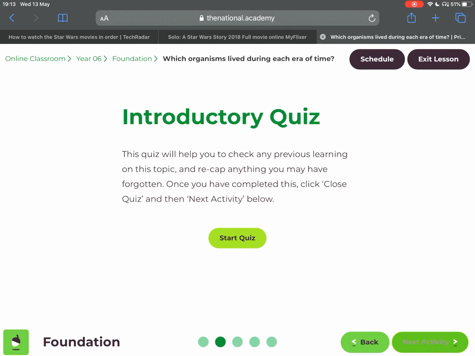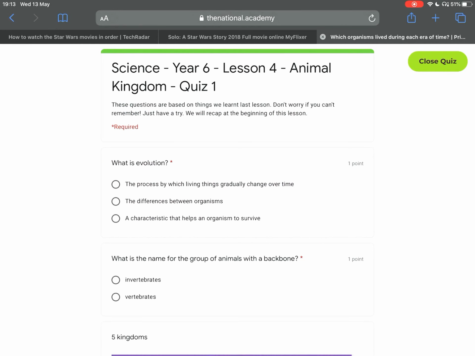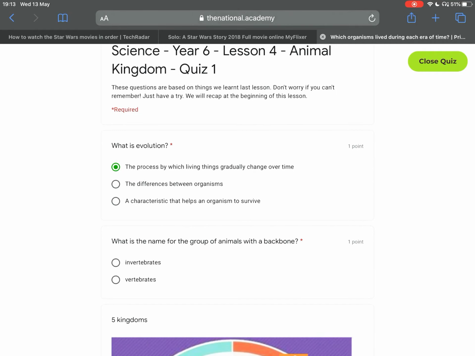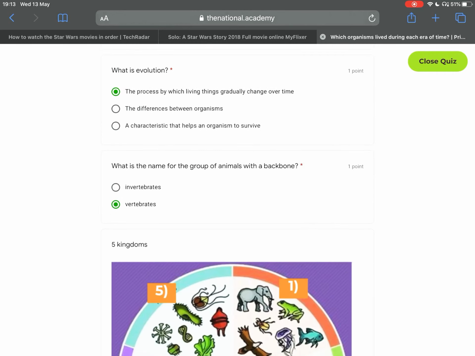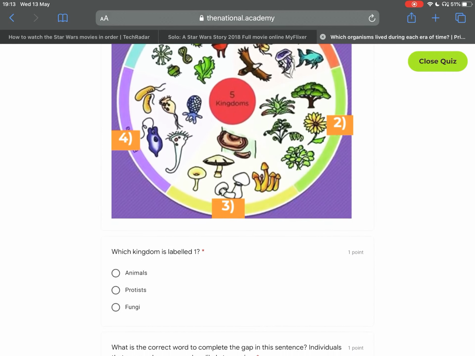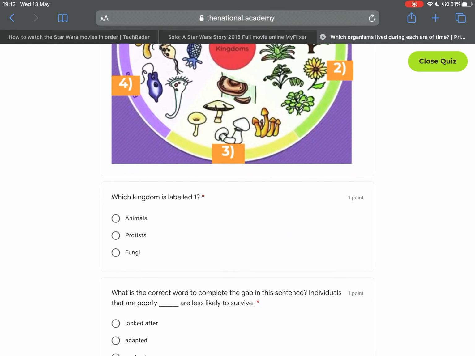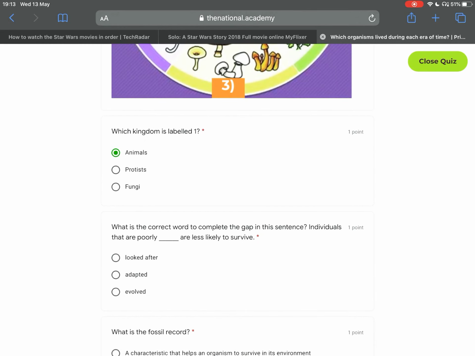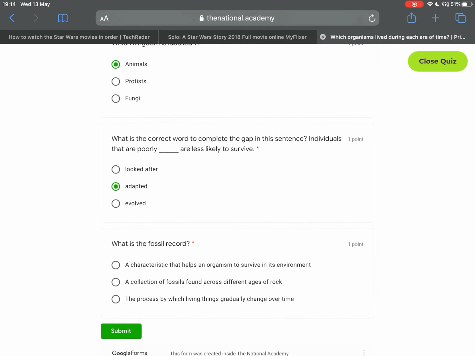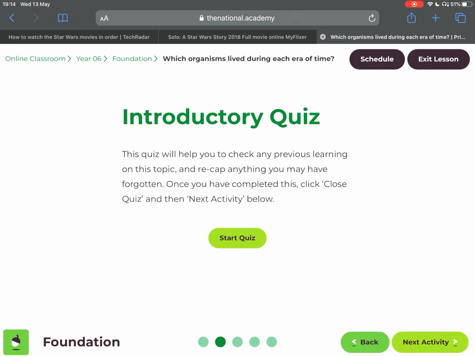So first, of course, you have your introductory quiz here. What is evolution? Evolution is the process by which living things gradually change over time. What is the name for a group of animals with a back bone? Vertebrates. Five kingdoms. Which kingdom is labelled 1? That's animals. What is the correct word to complete the gap in this sentence? Individuals that are poorly adapted are less likely to survive. What is the fossil record? It's a collection of fossils found across different ages of rock.